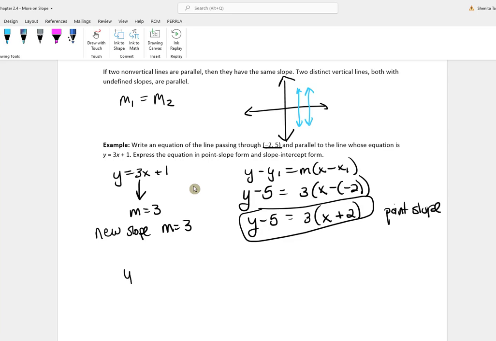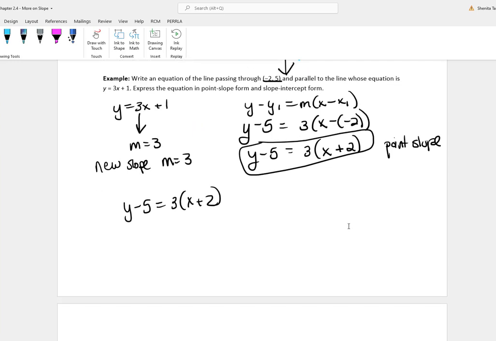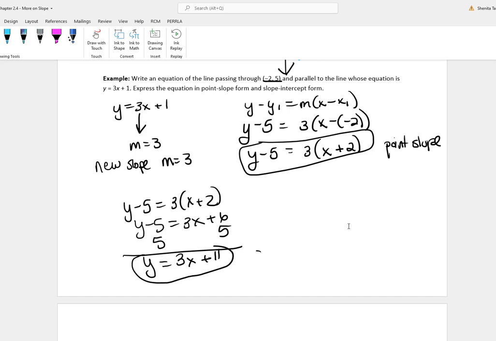Now to get y by itself, first we are going to multiply out this right side. We get 3x plus 6, and now add 5 to both sides. Y is equal to 3x plus 11. So this is my slope-intercept form.